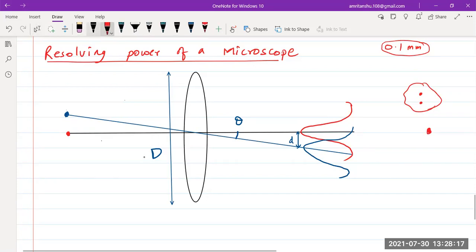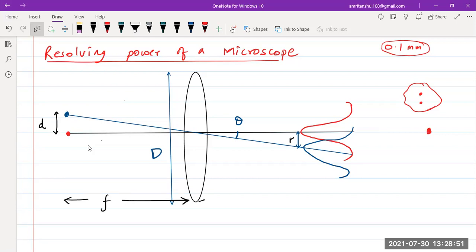Here I'll just label some points. We'll say this distance is r, which is the just resolvable image. We'll say this distance is d dash. Now we just need to find out for a microscope what is the minimum separation between these 2 points which this microscope will be able to resolve well. Generally these objects are kept at the focal length of the lens, and this is the image, so the image is formed at a distance v.